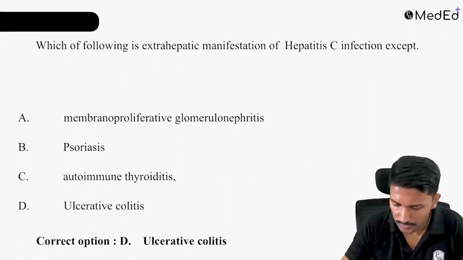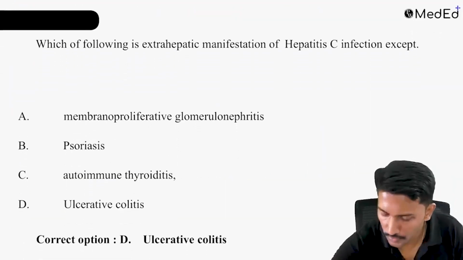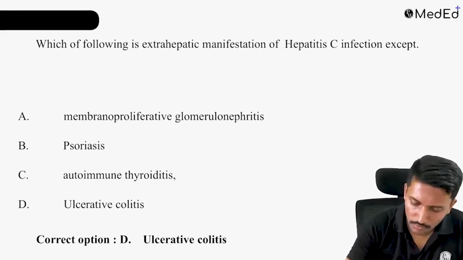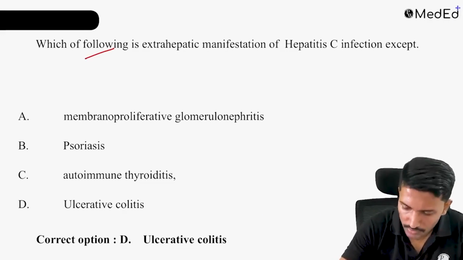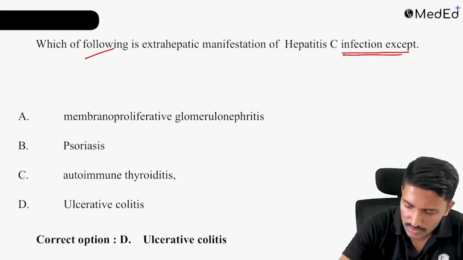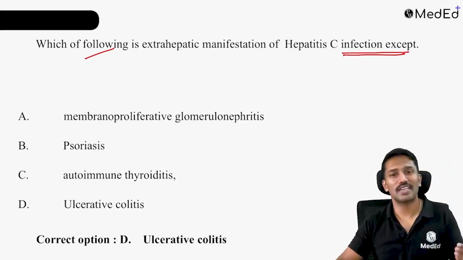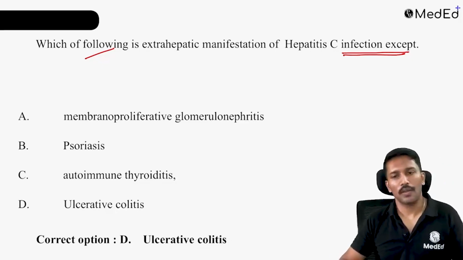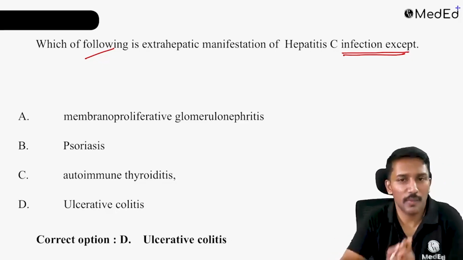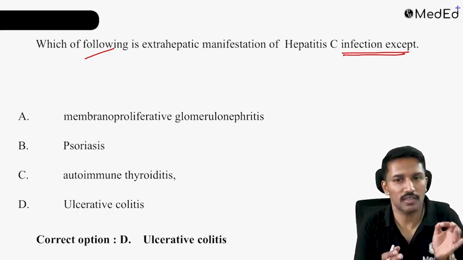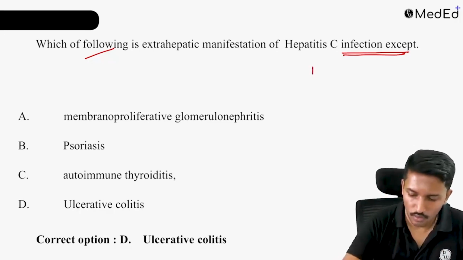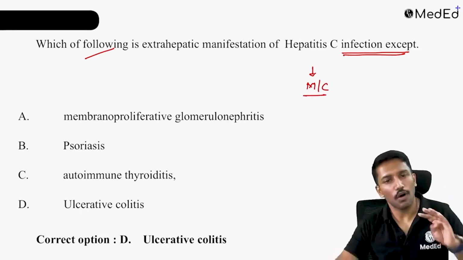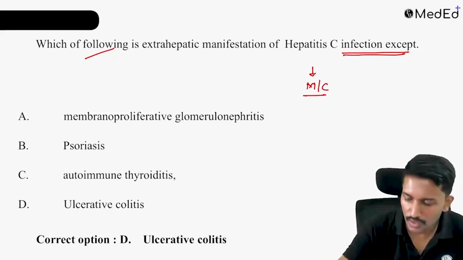Okay. Next. All of the following are extrahepatic manifestations of hepatitis C except, or which of the following is not an extrahepatic manifestation of hepatitis C? Now the moment I say hepatitis C, in terms of extrahepatic manifestation, always remember the most common extrahepatic manifestation of all viral infections is going to be arthritis.